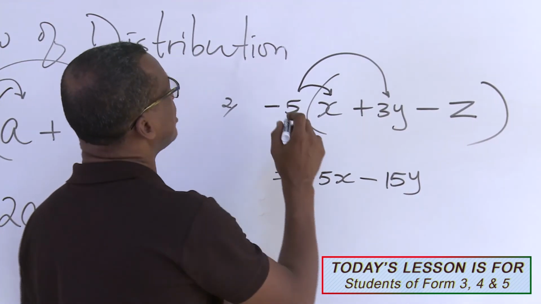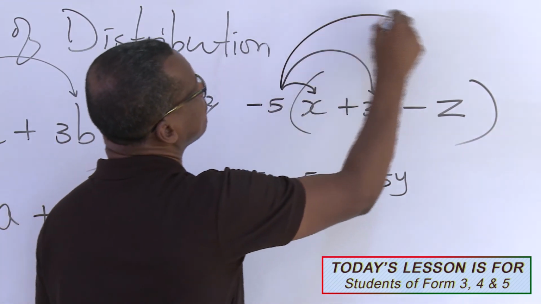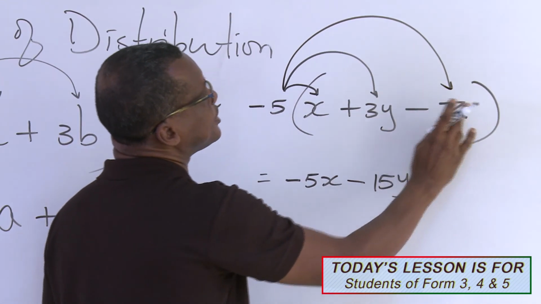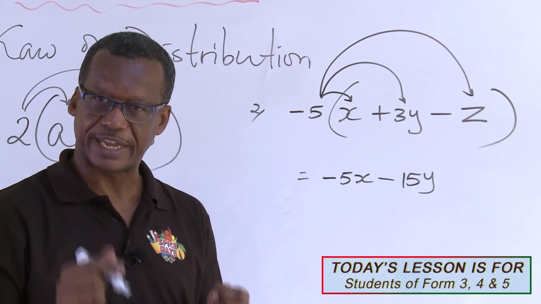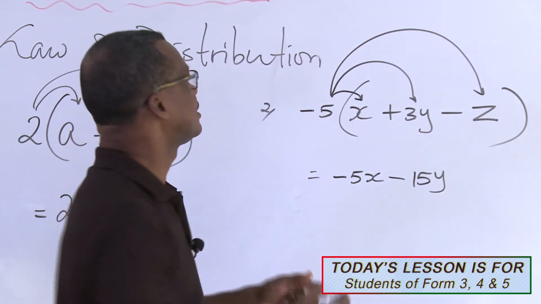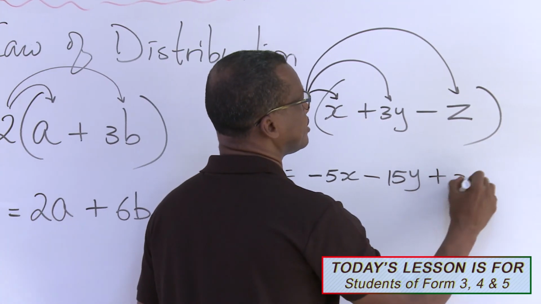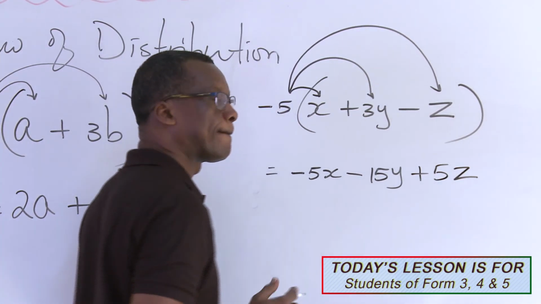We have not finished. We now have to multiply negative 5 by negative z. And here again we see the rule coming up. A negative times a negative, which would give me a positive 5z.